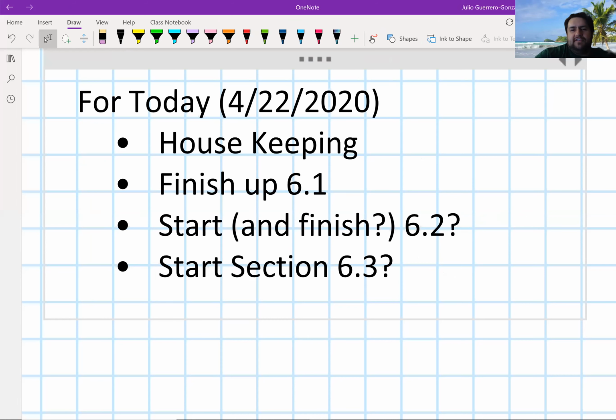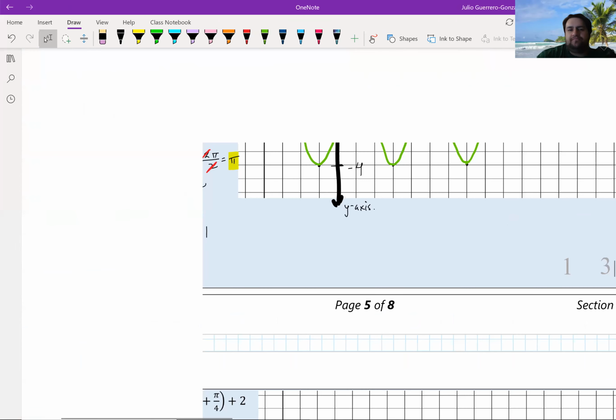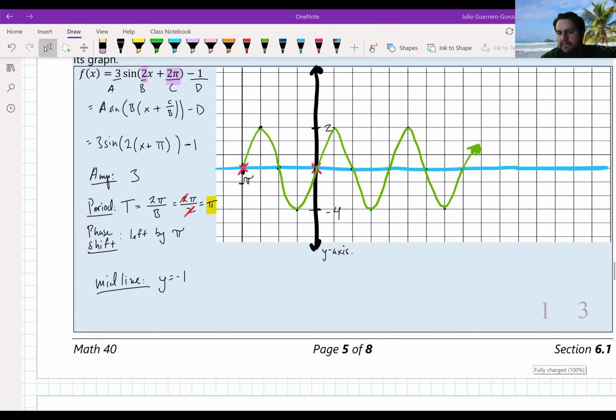All right. So let me do a quick recap of the quick check number one. Something's going wrong with my stuff. For some reason, my computer's really slow. Let me see what's on.